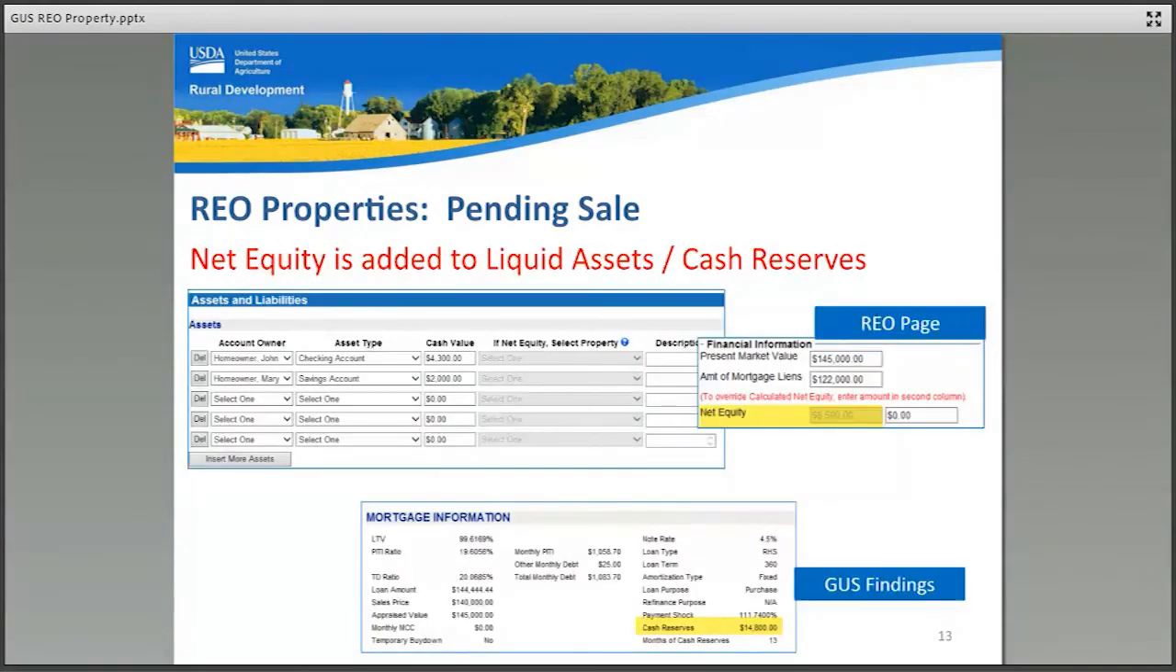As stated in the red message at the top of the REO Properties application page, GUS included the net equity in the liquid assets. The Assets and Liabilities application page reflects $6,300 of entered assets. The REO Properties application page reflects $8,500 of net equity. This example assumes that no cash was required from the borrower at loan closing. Therefore, $14,800 of cash reserves is stated on the GUS Underwriting Findings Report.